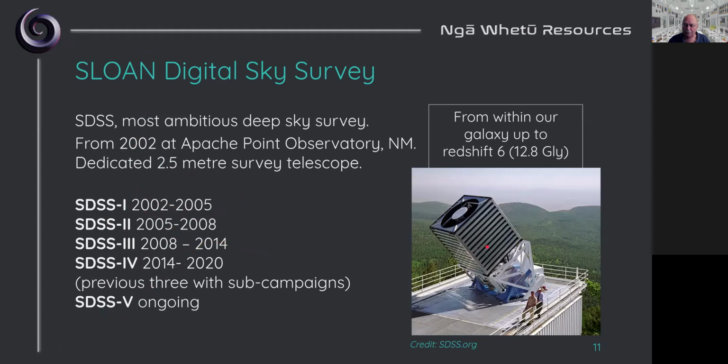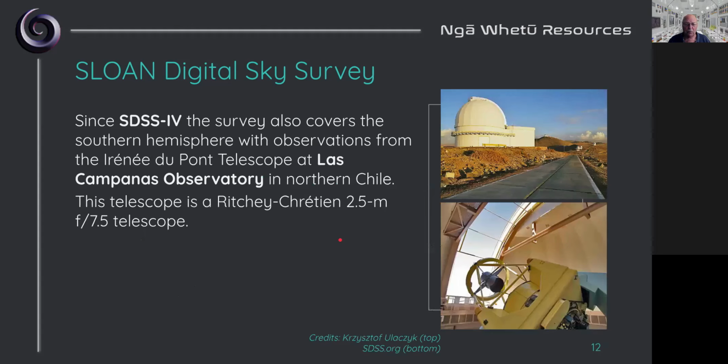They use the main telescope, and how it started is the Apache Point Observatory, I should say, in New Mexico. They also have a southern component now since SDSS-4, since campaign number 4. They use, in addition, the Las Campanas Observatory in Chile. Because if you're in the northern hemisphere, of course, you can only see half of the sky, basically.